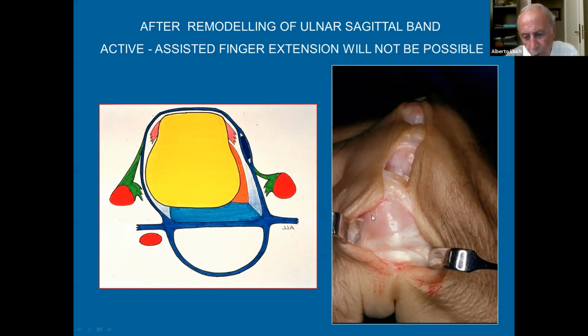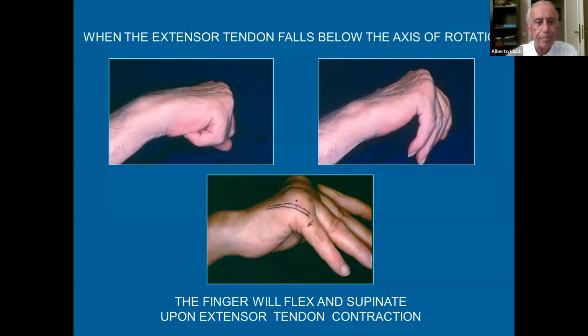So you cannot approach the MP joint by doing this. You have to cut the ulnar sagittal band, and sometimes, when the deformity is very important, a little bit of the extensor hood, not much, not to destabilize the finger, the stability and the extension, but mainly for the correction of the deformity. When the extensor tendon falls below the axis of rotation, it should be here on top of the head of the metacarpal, and it falls below.